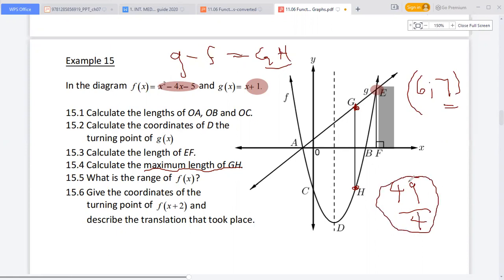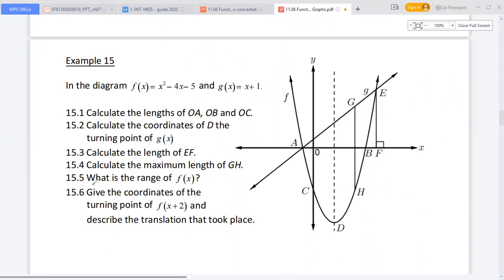So if you don't get this, there's something wrong with it, right? Let me know. I will be happy to explain. So with the second before last, we have the range of f of x. So f of x is the parabola. So obviously, the range is just y is an element of real numbers, right?